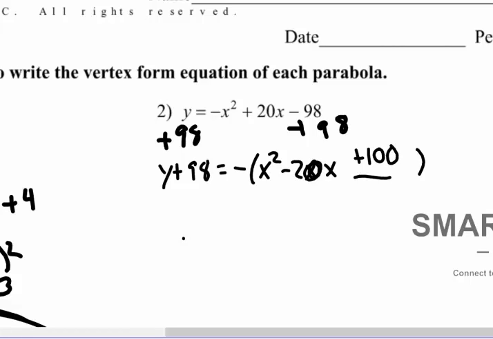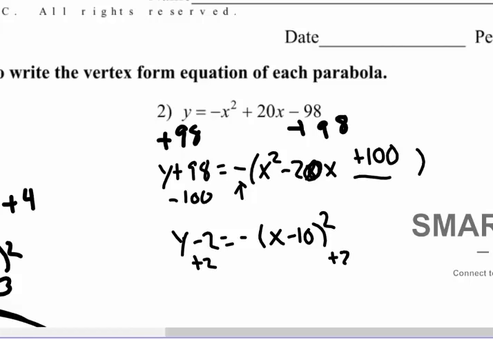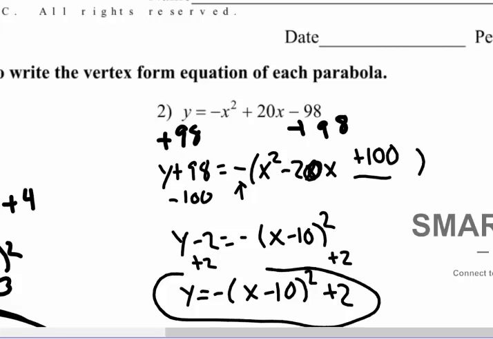So we're going to do the same thing on the other side, but because of this, what we're really doing is subtracting, since we have to take that positive 100 times a negative. So we get y minus 2 equals negative (x minus 10) squared. Last step, add 2 to both sides. So now we can see this graph opens down, and we can see its vertex, real easy to graph.